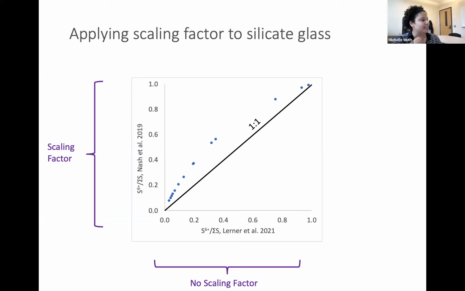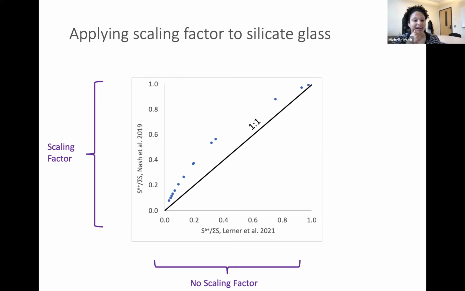So this is a comparison plot on a 1-to-1 scale of sulfur XANES processed using the scaling factor that was adopted by Nash and colleagues in 2019. And the x-axis shows the same set of glasses processed without that scaling factor. So you can see that particularly in glasses that have a roughly equal proportion of sulfide and sulfate, the scaling factor uncertainty becomes significant.